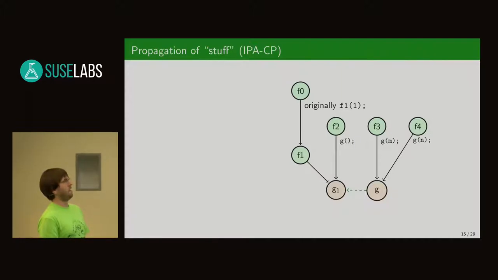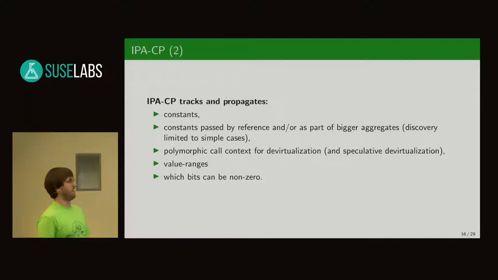But IPA-CP is called constant propagation really for historical reasons. It tracks and propagates many other things. Constants are the obvious example and the first example. It can even pass constants passed by reference and parts of bigger aggregates, at least to some extent, even though the discovery, of course, is very complicated, and so it's rather limited to simple cases, but it still can be useful. Polymorphic call contexts for devirtualization and speculative devirtualization.